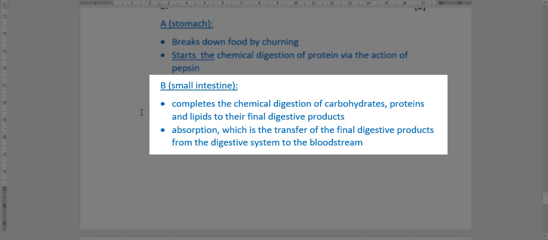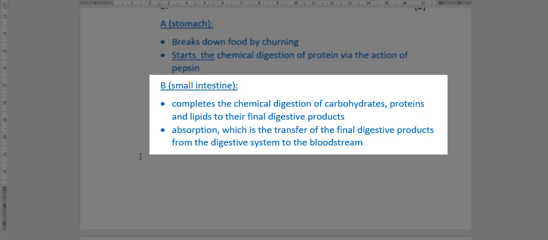And the other function is absorption. This is where there's a transfer of those same final digestive products. It's transferred from your digestive system to the bloodstream. It literally forces the wall of the small intestine into blood vessels that are present right within the intestinal walls. So via the process of diffusion, those final products just cross the wall, cross the various cell membranes, into the bloodstream. That's right there in the wall of the intestine.